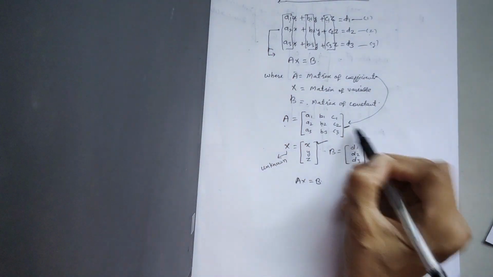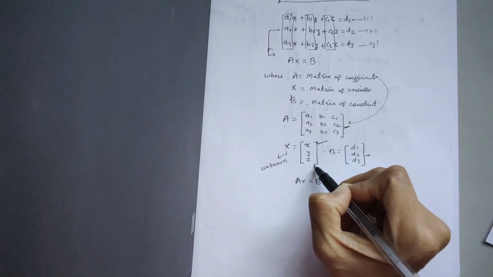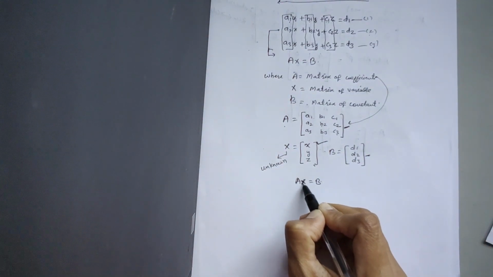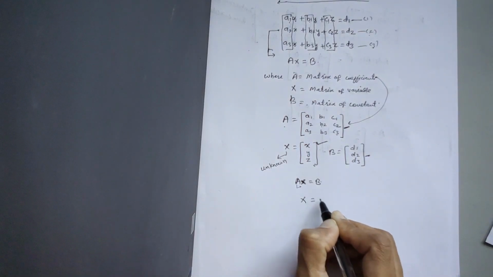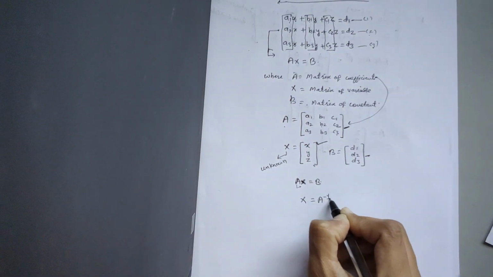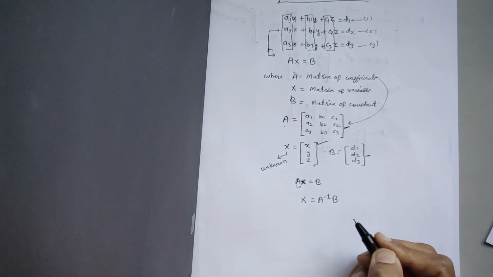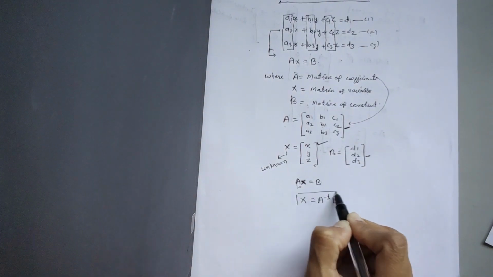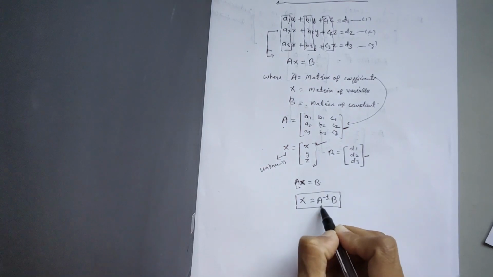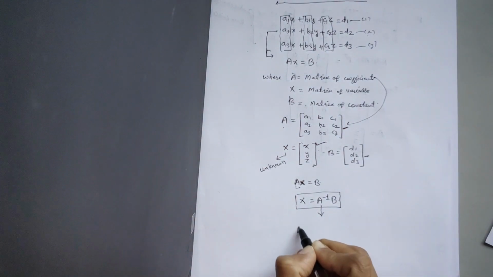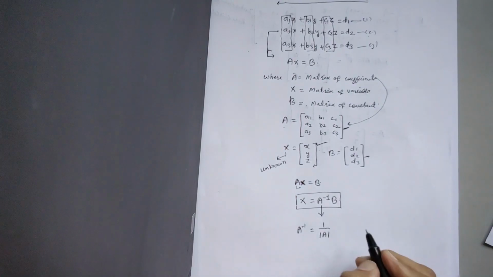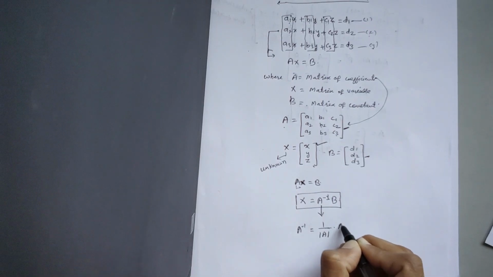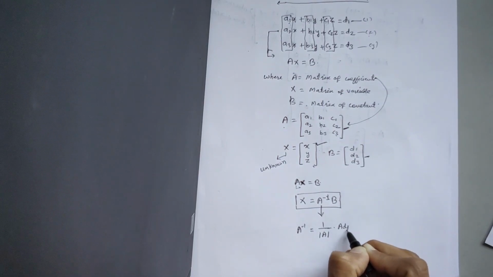This matrix you know, this matrix you know, and you need to find this matrix. So from this equation I just need to shift this A to the other side. So what will I get? X equal to A inverse into B. So that's how I find the X matrix. Now how do we find this A inverse? We have already discussed A inverse by the adjoint method. So here we are going to use the same method, which is A inverse is nothing but 1 upon determinant of A multiplied by adjoint of A.